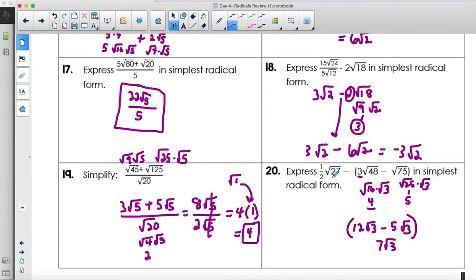This outside, I'm going to do radical 9 times radical 3, and then the square root of 9 is 3 radical 3, but 3 times 1/2, so 1/2 of 3 is 1.5 radical 3. Don't lose this minus sign, which goes here. And then 1.5 radical 3 minus 7 radical 3 is negative 5.5 radical 3.